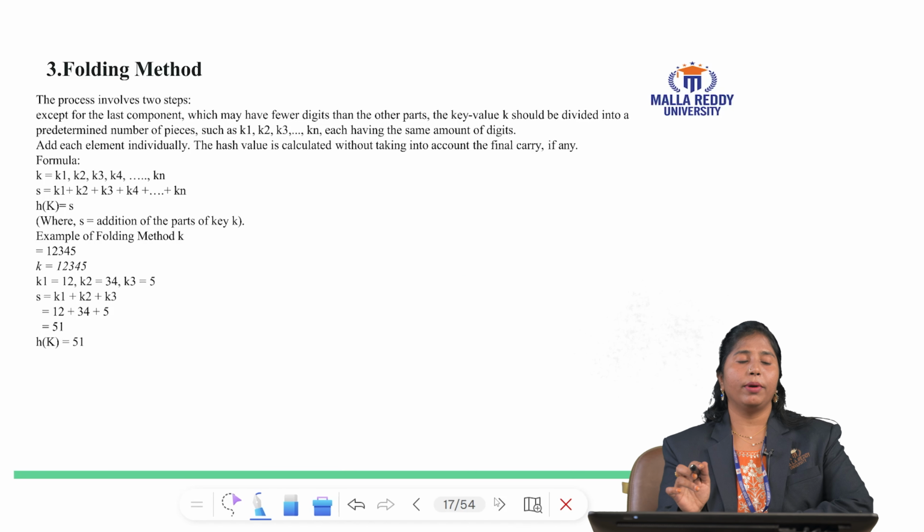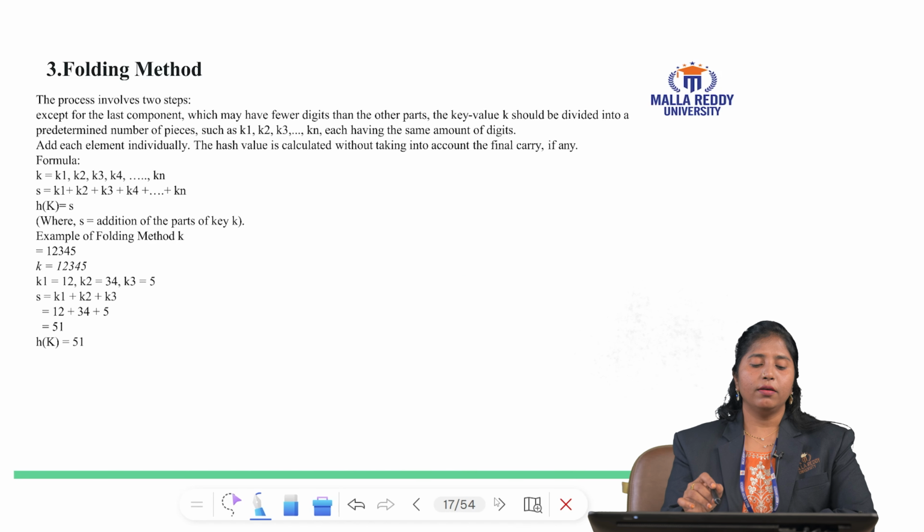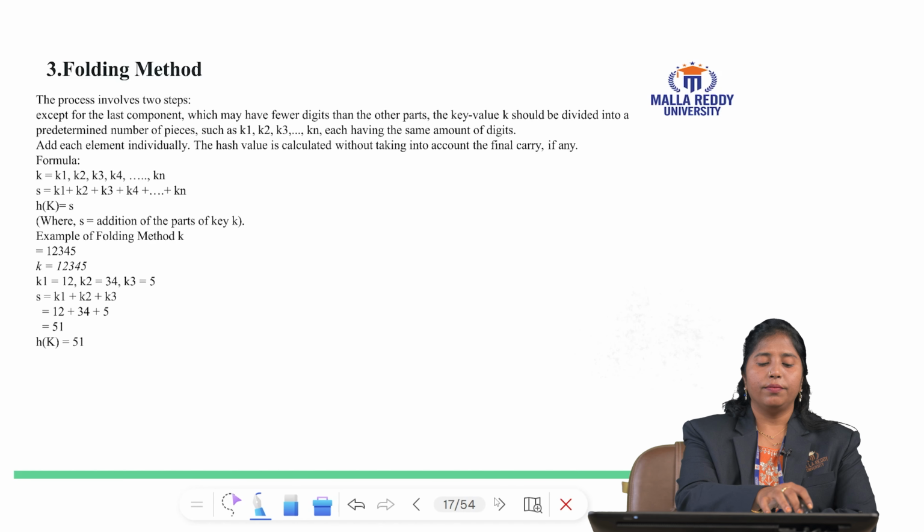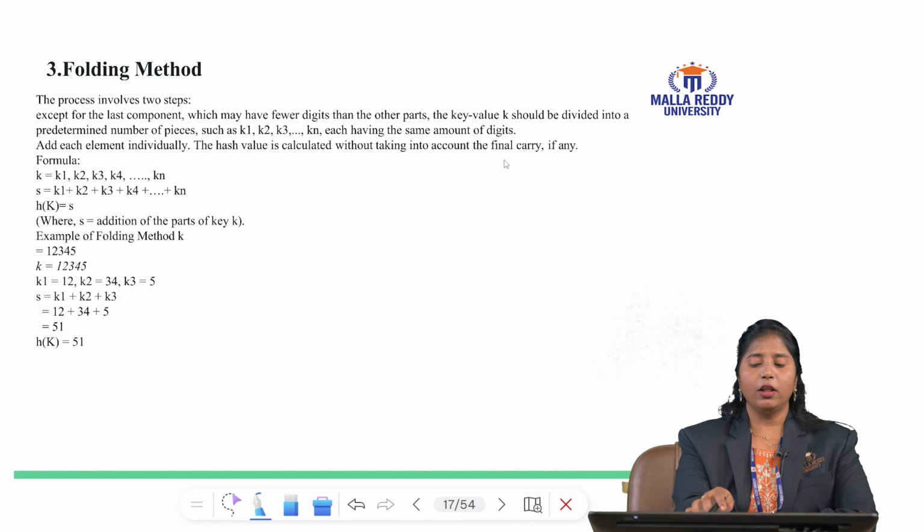Next we have the folding method. The process involves two steps. We divide the k value into multiple components such as k1, k2, k3, and so on up to kn. So K = K1, K2, K3, K4, and so on Kn. S = K1 + K2 + K3 + and so on + Kn, and h(k) = S, where S is the addition of the parts of the key.